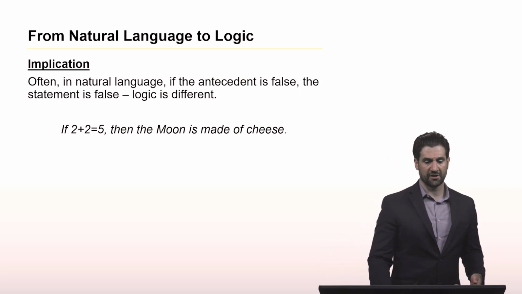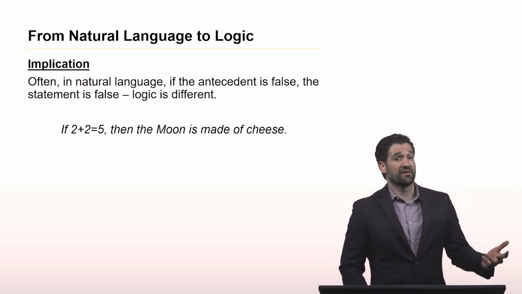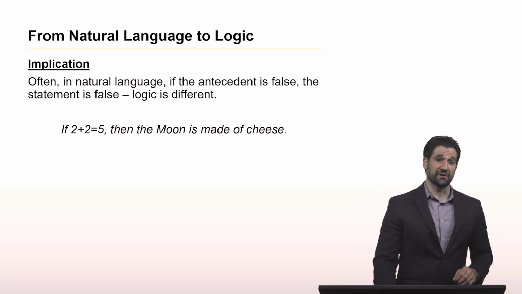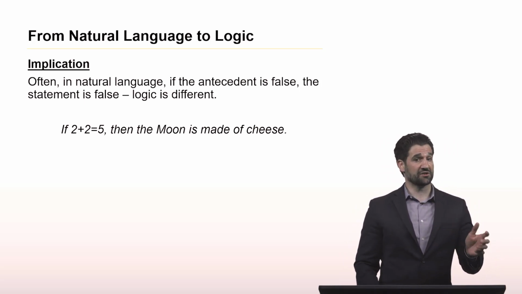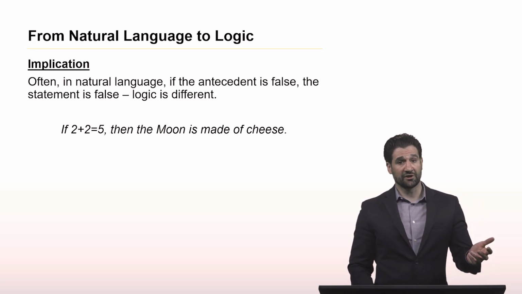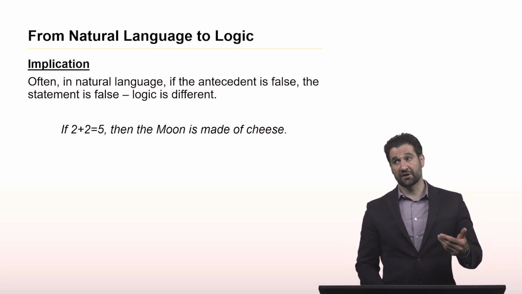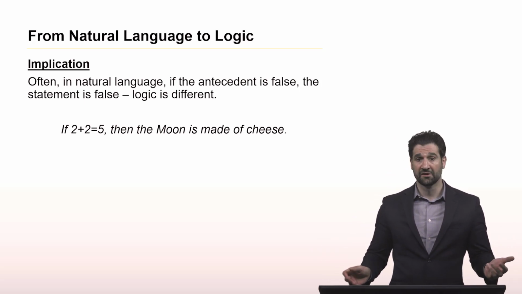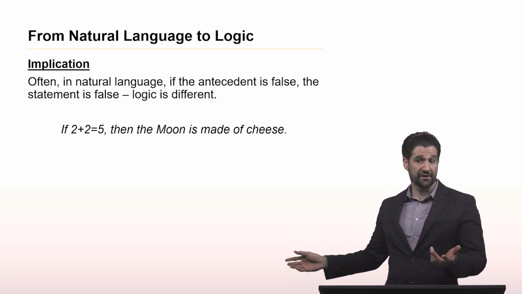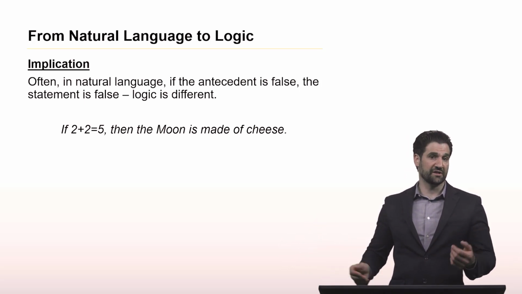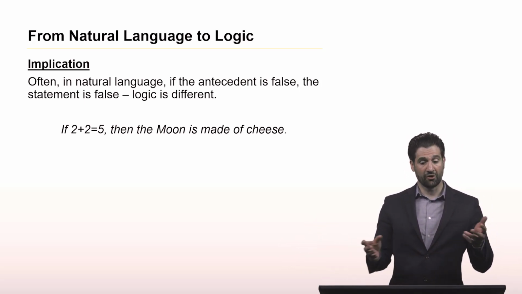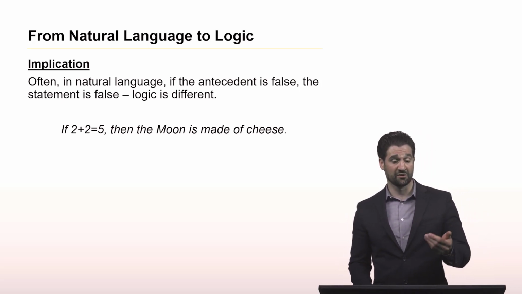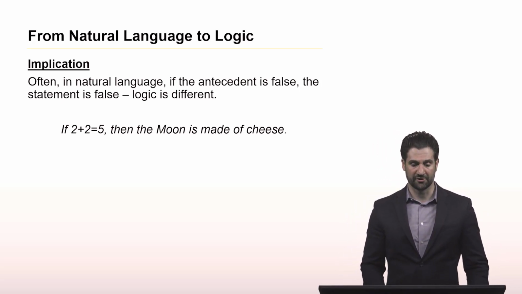And here's an example. If 2 plus 2 equals 5, then the moon is made of cheese. This is actually a true statement. The reason is that 2 plus 2 doesn't equal 5. If we think about it logically, in all the worlds where 2 plus 2 equals 5, it could be that the moon is made of cheese. But as the antecedent is a false statement, the whole thing is vacuously true, whereas in normal conversation, we would think that the whole statement would be false.